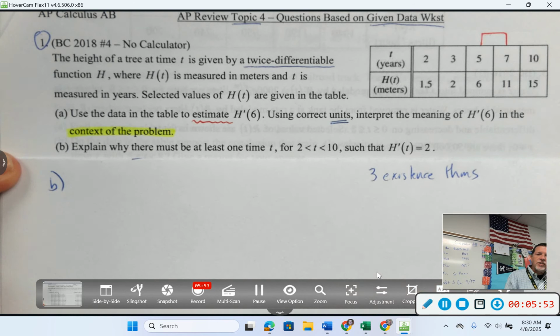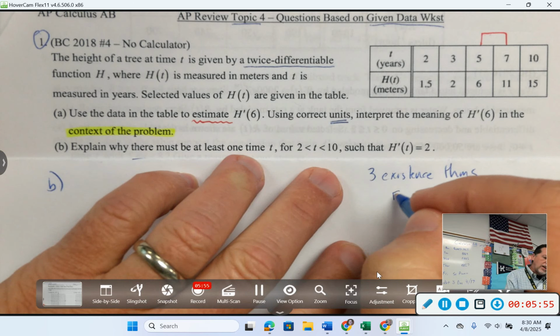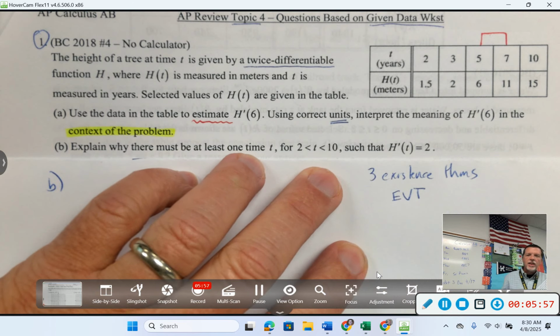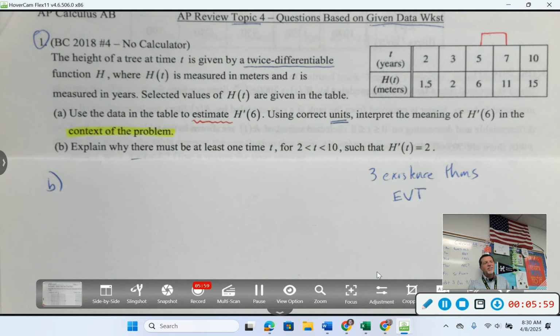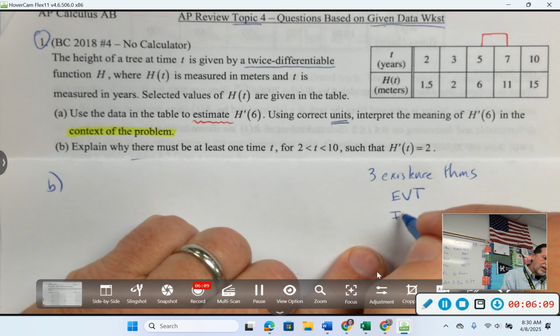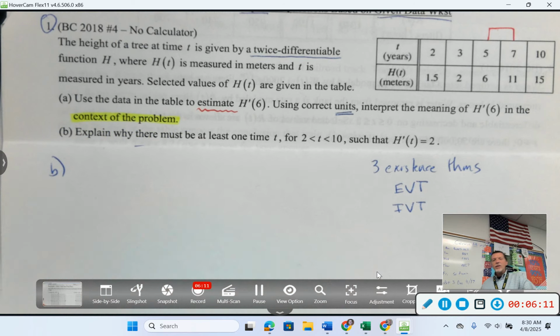3 existence theorems. Extreme value theorem. That was referenced on the test. Some of you figured that out looking at the formula chart. That just means if a graph is continuous, it has an extreme value. Intermediate value theorem: again, if it's continuous, then every value between the lowest and the highest is in there somewhere. That's the intermediate value theorem.